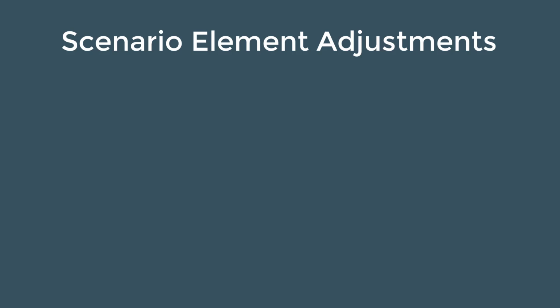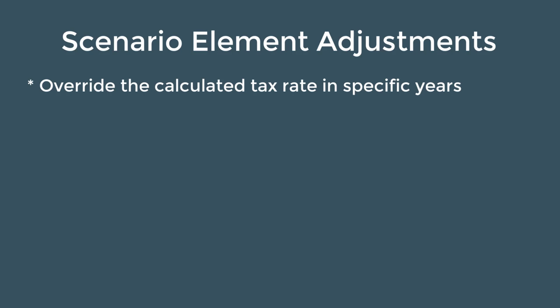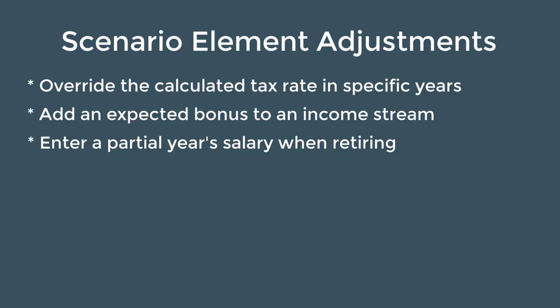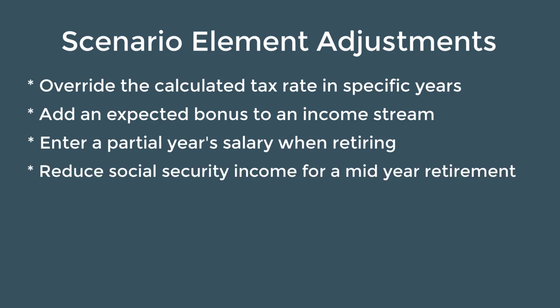Here are some common examples of how you might use adjustments. In the scenario definition, you can create tax rate adjustments to override the tax rates automatically calculated by OptiPlan. You could change the salary in the client's final working year in anticipation of a retirement bonus. You could reduce the client's salary in their last year of work, anticipating a mid-year retirement. You could reduce the client's Social Security in their first year of retirement, anticipating a mid-year retirement.